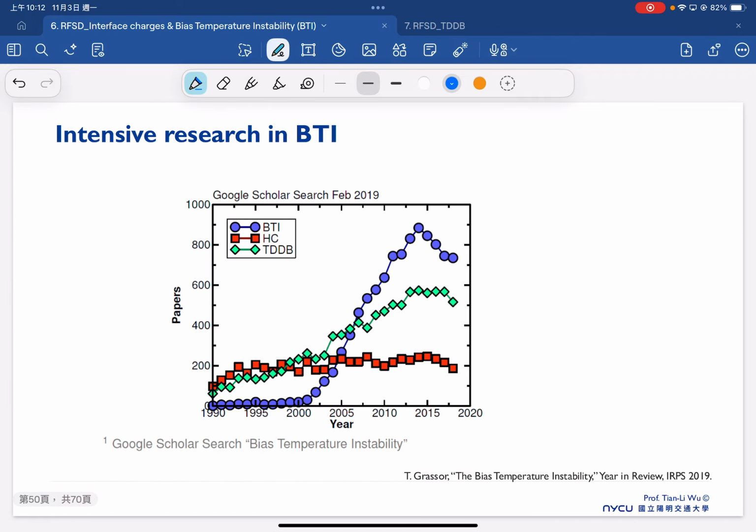So let's look at some of the historical data related to BTI. You can see that BTI has been one of the key reliability issues from early on, but in the last 5 and 10 years there are more and more papers focusing on understanding, characterizing, and trying to solve the BTI issue. And for sure there are several other very important issues like hot carrier injection, which we have briefly mentioned previously, and also in the next chapter we will talk about TDDB.